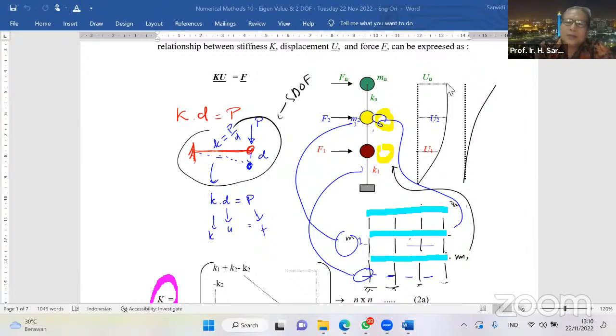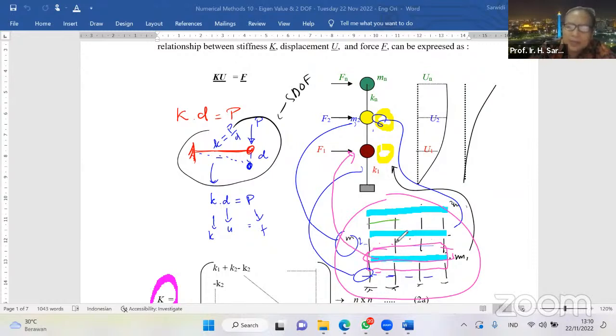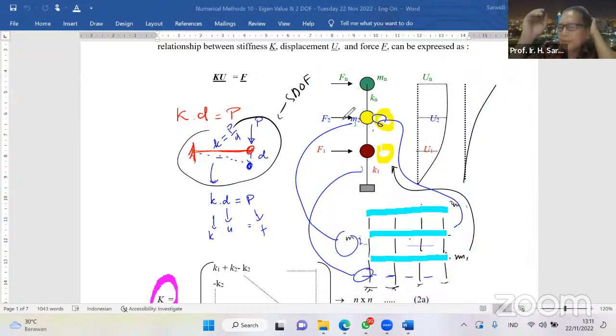Okay, now we continue with this structure. For example, this is a multi-story structure with 3 floors, 1, 2, 3. You can lump the weight of the story here to be M1, and for the second one put M2, and the last one is the roof, for example, which you can put as Mn. So this is the model, a very simple model.